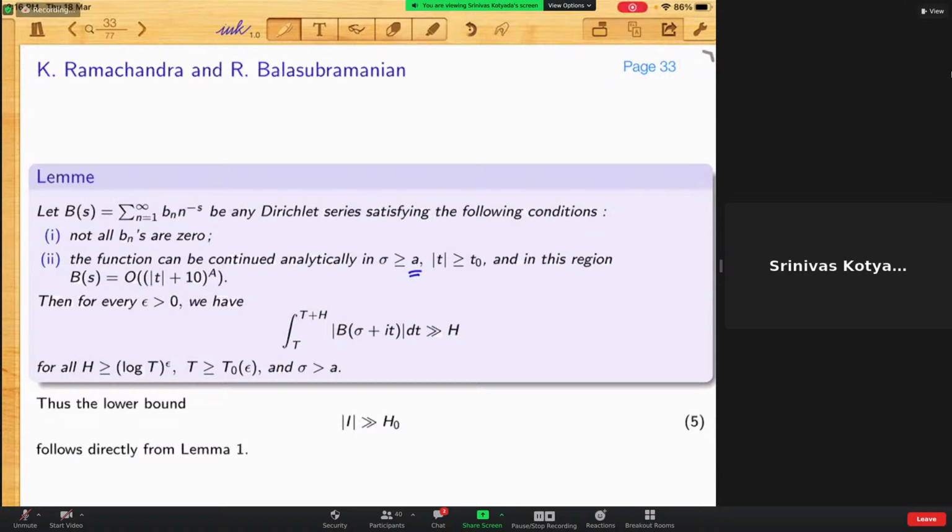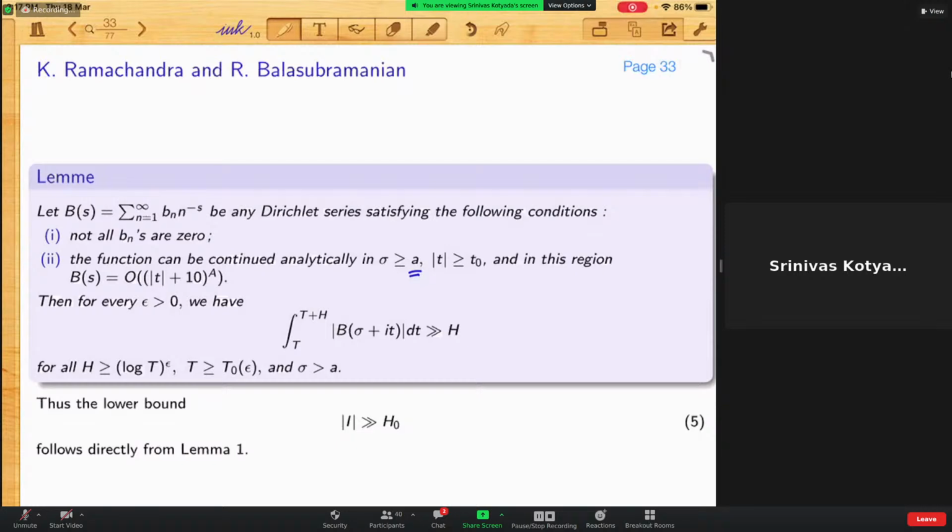Then it says that for every epsilon, this integral is at least h. The main point is that h can be as small as a power of log t, to the power epsilon. So in showing upper and lower bounds for the integral I, the lower bound is very easy. And as you can see, it is very general: for any general Dirichlet series, for example a series which belongs to the Selberg class, we know that it has polynomial growth, and you can apply it and find the lower bound for any h bigger than a power of log t. However, it is the upper bound which is the most difficult part.